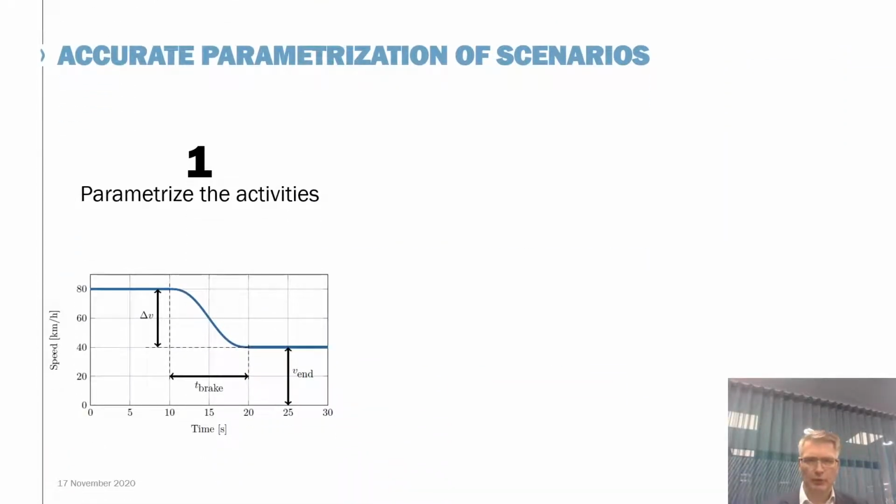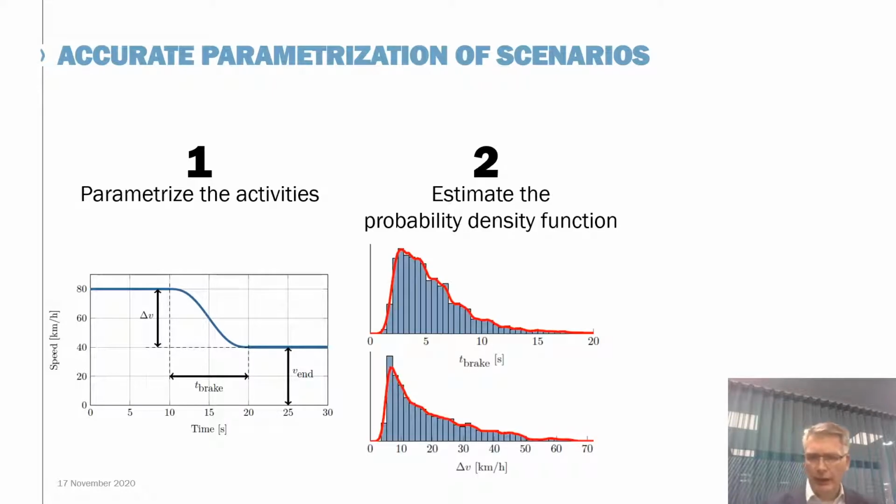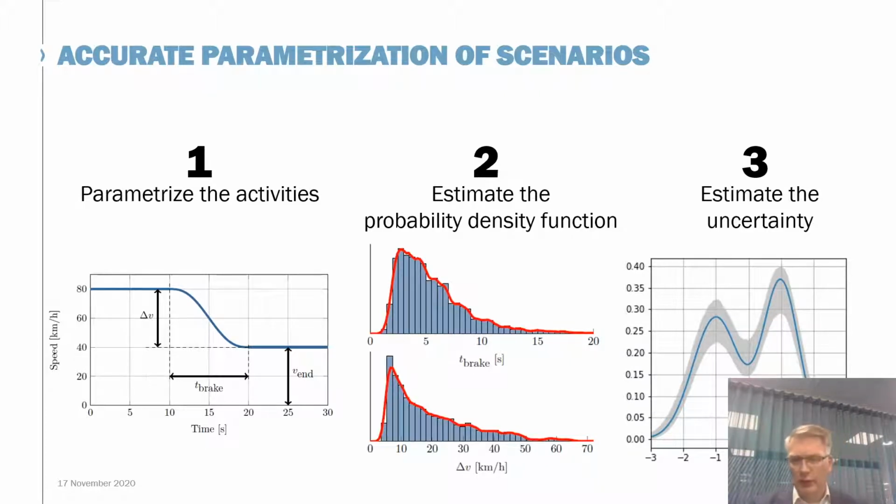So we go a level deeper in characterizing whether we have collected enough scenarios. We look at the parameterization. First of all, using engineering know-how or advanced techniques, we look at which parameters are important for a certain scenario. Then we estimate the probability density function, so how probable are certain parameter values? And thirdly, we estimate the uncertainty of the probability density function. This helps us as a measure of the accuracy of the parameterization, and in this way we get a much better grip on how complete our data collection is.